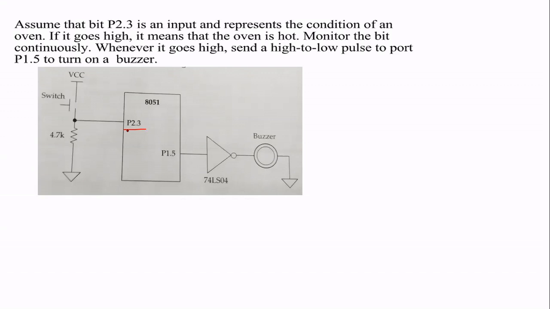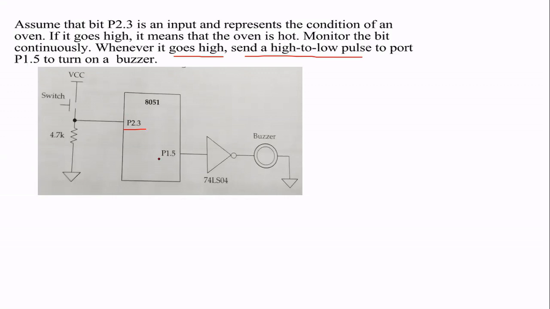If the bit is low, if the bit is 0, then the oven is working properly. If the bit P2.3 which is connected to the oven is high, in the sense the oven has exceeded the temperature, what does it have to do? Monitor the bit continuously. Whenever this bit goes high, send a high to low pulse to port P1.5 to turn on a buzzer.